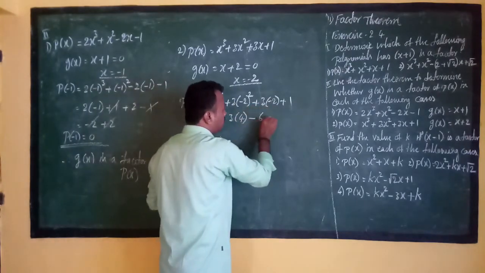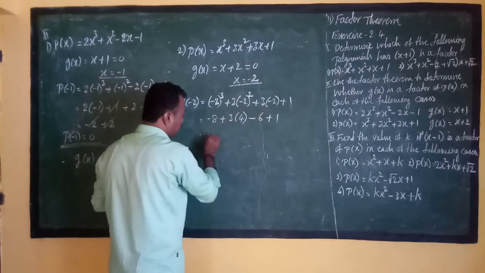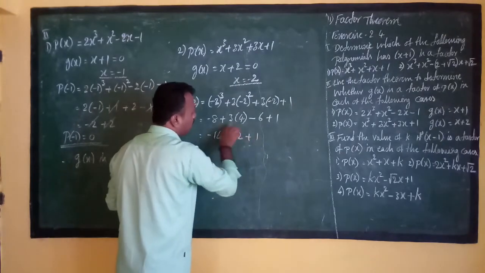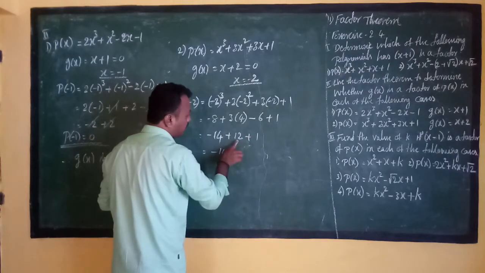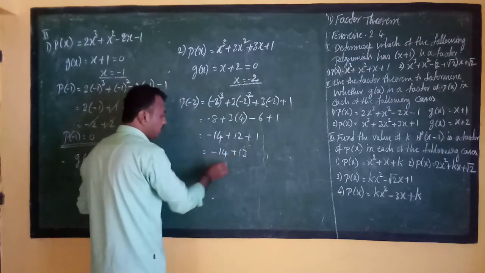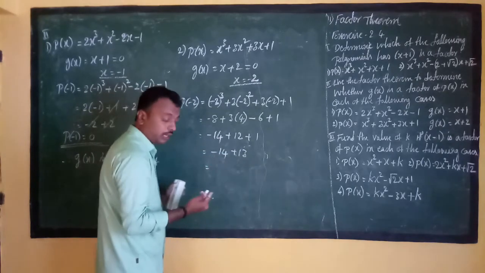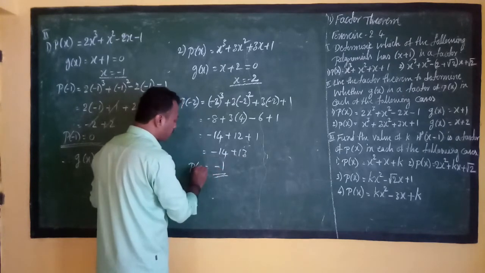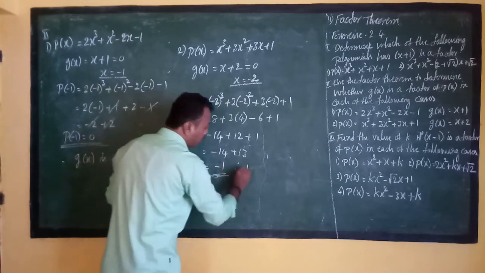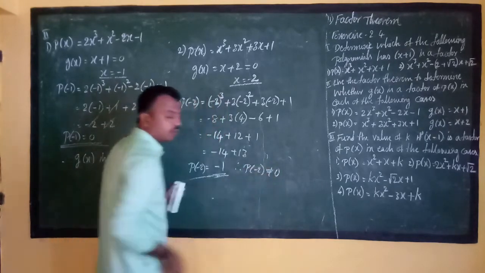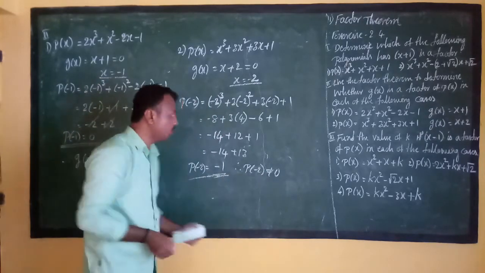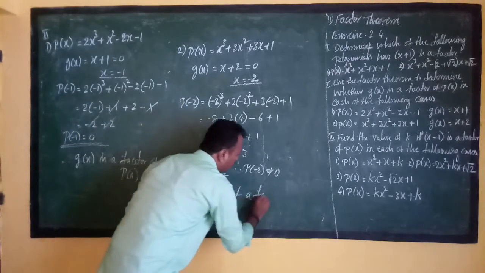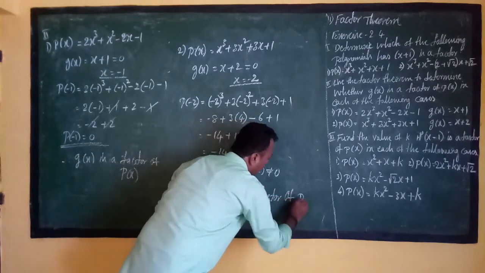Then minus 8 minus 6, I will add it, minus 14, and plus 3 fours are 12 plus 1, 13. Then these two signs are different, we have to do subtraction. So 14 minus 13 is equal to 1, the bigger number is negative, therefore minus 1. Therefore P of minus 2 is equal to minus 1, so P of minus 2 is not equal to 0. Therefore g of x is not a factor of P of x.